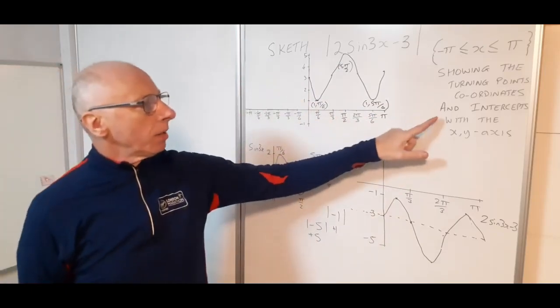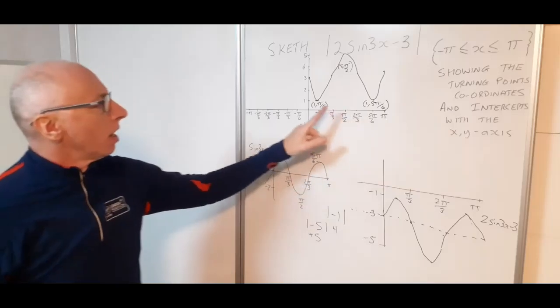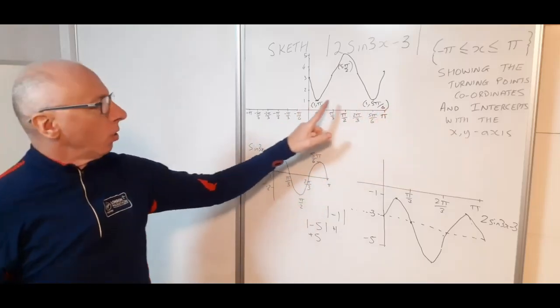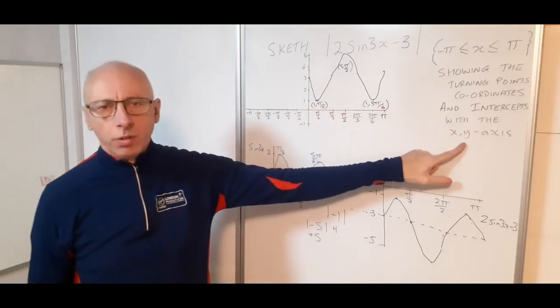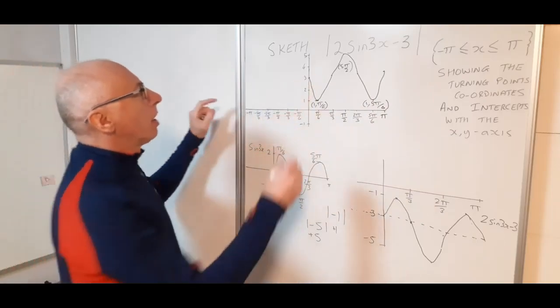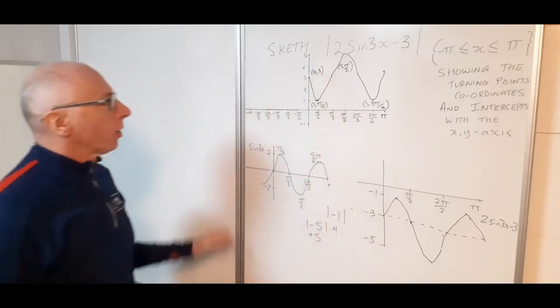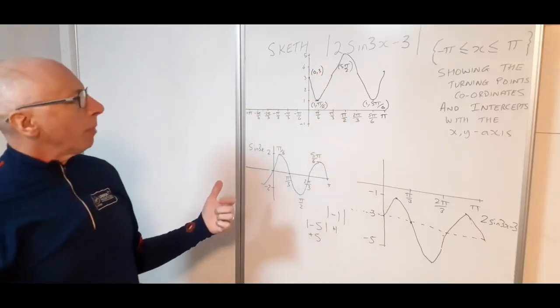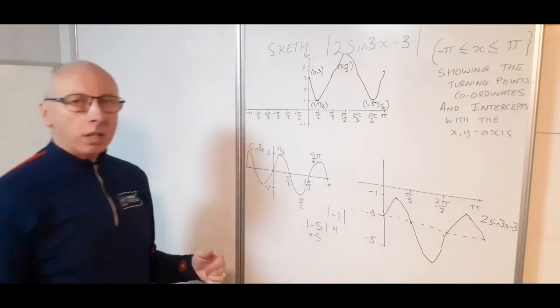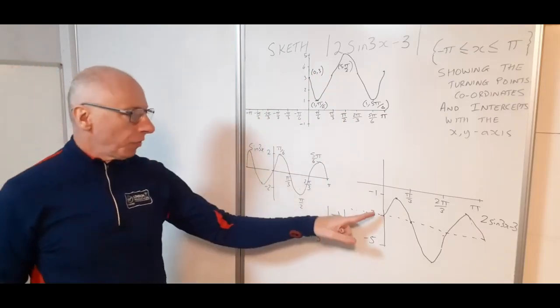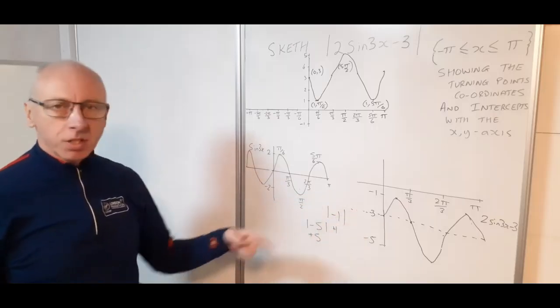And now the intercepts with the x and y axis. Well, here I've got no intercepts at all with the x-axis, but I've got one with the y-axis, which is here. And that one is simply 0, 3. Okay, now I want to know what happens on the negative side. So now what I want to do is finish off on this side. Now I can see what happens.